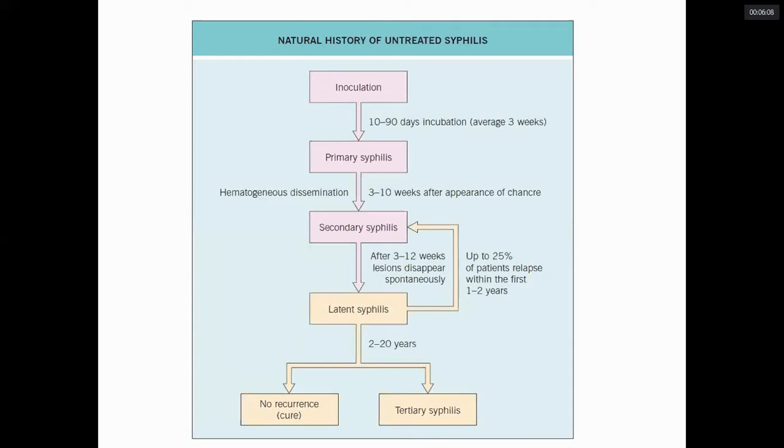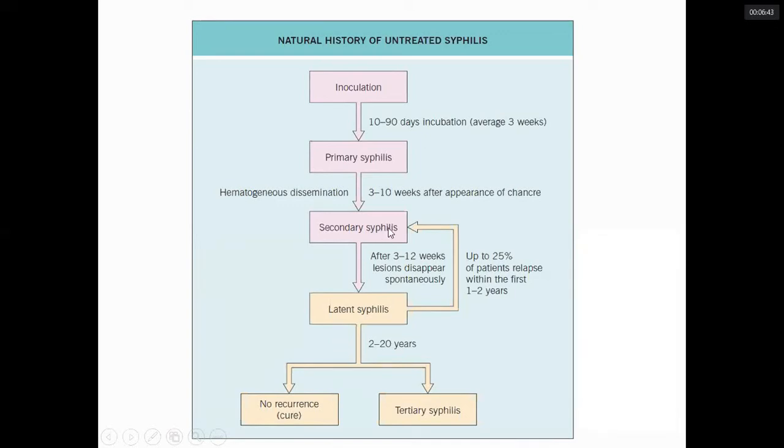Now this is the natural history of untreated syphilis. If the syphilis is not treated, first of all there is inoculation, and after a 10 to 90 day incubation period, there appears the primary syphilis. Okay? We will discuss the clinical features of all these stages of syphilis. And after appearance of the primary lesions, after 3 to 10 weeks, if there is hematogenous dissemination and it is not treated, it progresses to secondary syphilis.